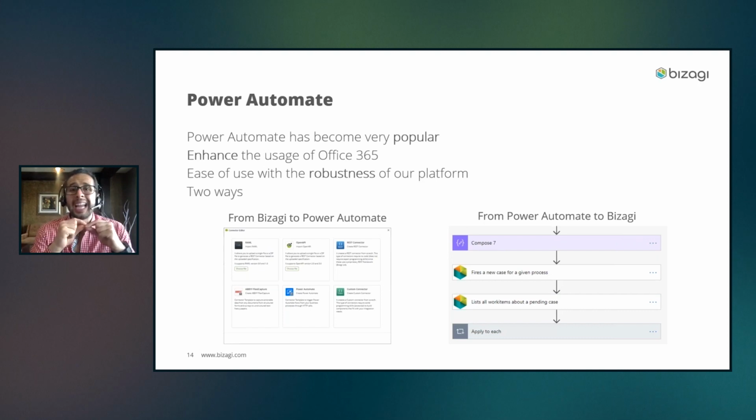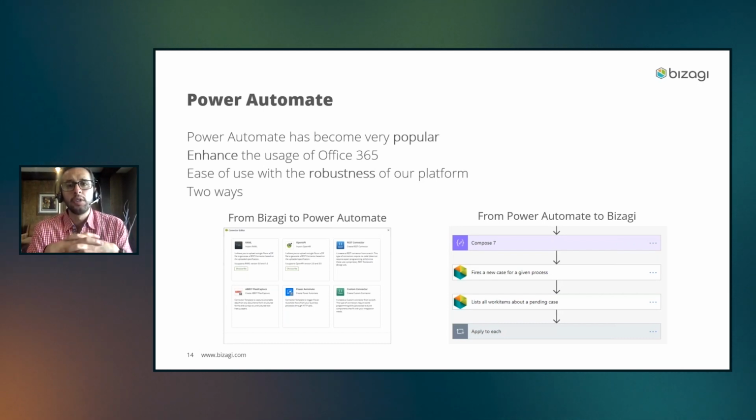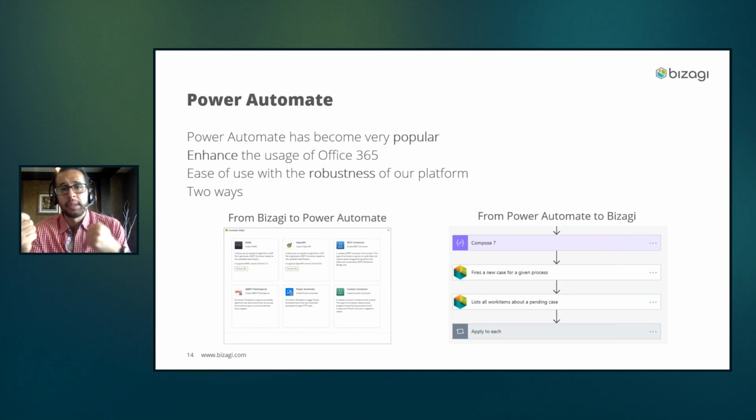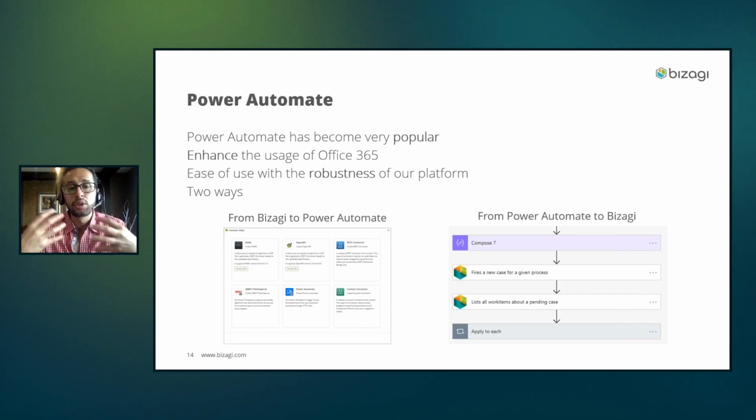Because of that, we understand that at some point it will be required that Bizagi needs to communicate with Power Automate, but also that Power Automate needs to communicate with Bizagi. So that's why in this new version, we're presenting this integration in two ways. From Bizagi to Power Automate, we have a new connector option. And from Power Automate to Bizagi, we're exposing some web methods through OData that will allow us to communicate when Power Automate needs it.